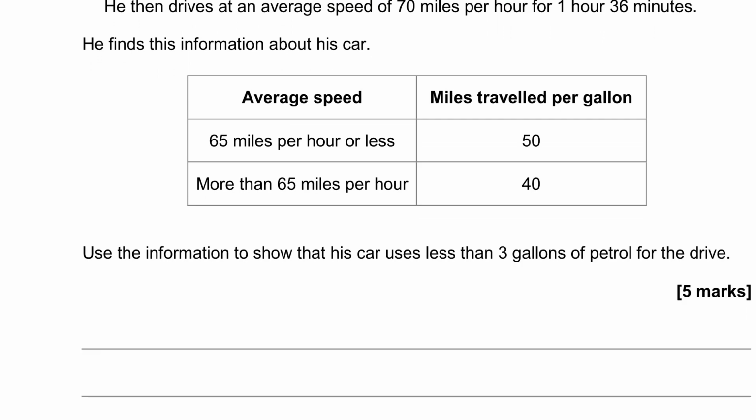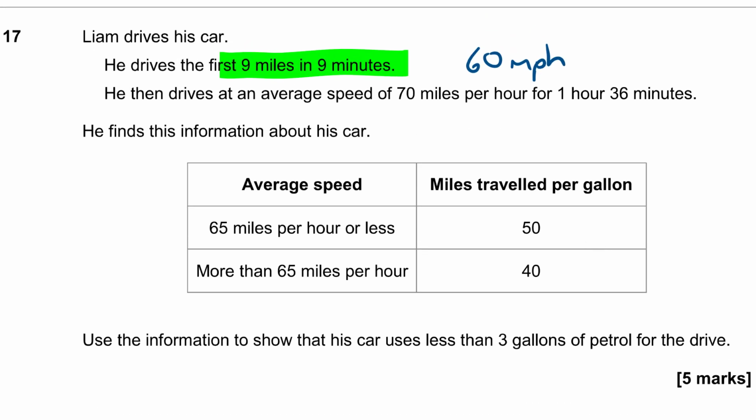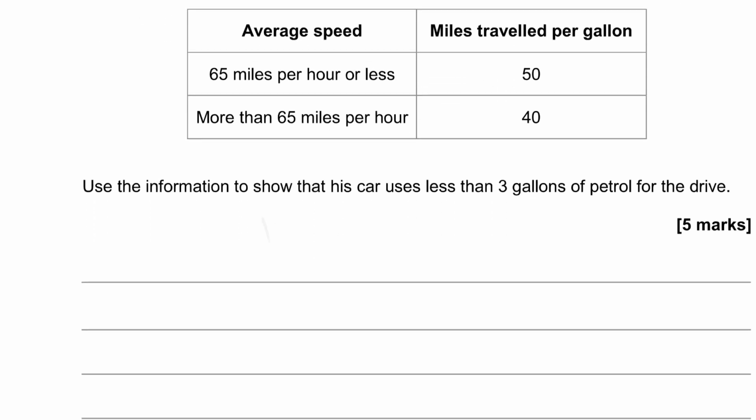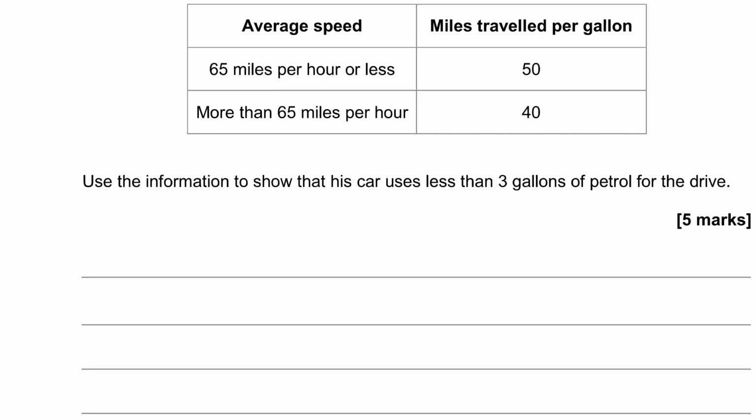So miles traveled per gallon, 50. If you can do 50 miles per gallon, how many gallons is it going to take to drive for 9 miles? I think I'm going to set this up as a ratio actually. So let's write that down as a ratio, miles to gallons. We know that I can drive 50 miles for 1 gallon for the first stage. So this is stage 1.